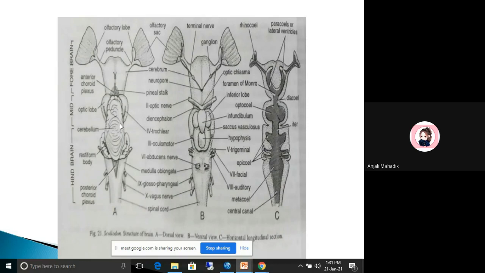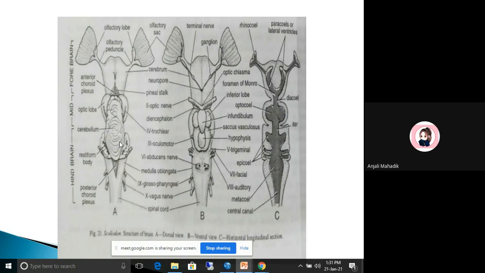Then the fourth part of the hindbrain is the medulla oblongata. The medulla oblongata is broad anteriorly and narrow posteriorly. It controls all the necessary activities, respiration and circulation. All these activities are carried out by the medulla oblongata.